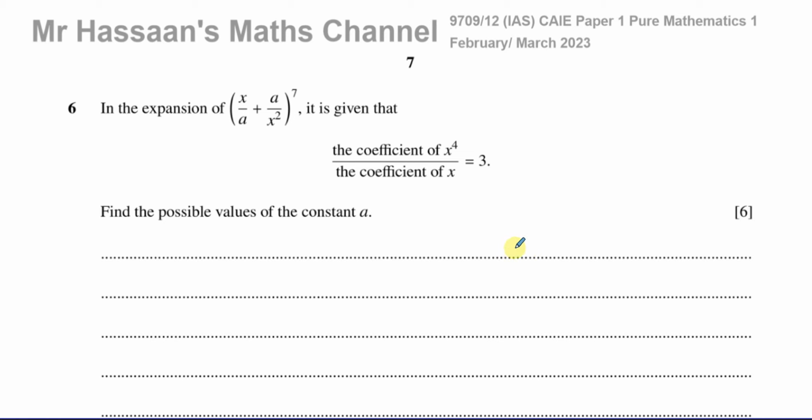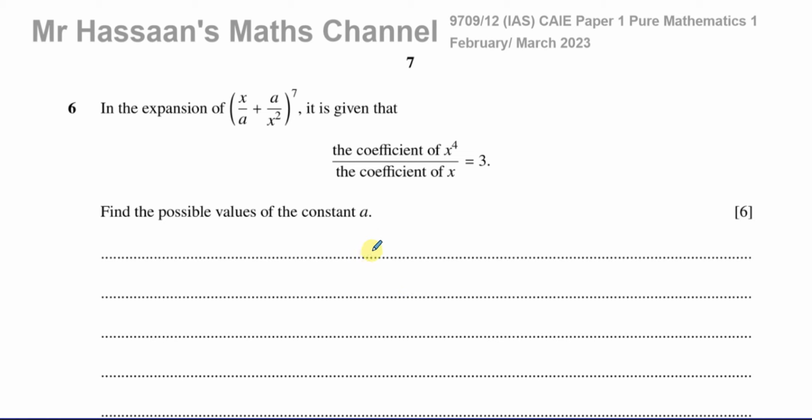And this question here is all about binomial expansion. So it says, in the expansion of (x/a + a/x²)^7, it is given that the coefficient of x⁴ divided by the coefficient of x is equal to 3. Find the possible values of the constant a.